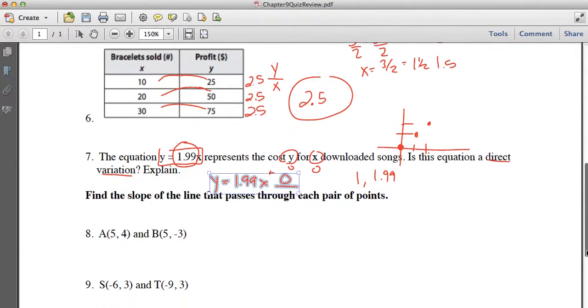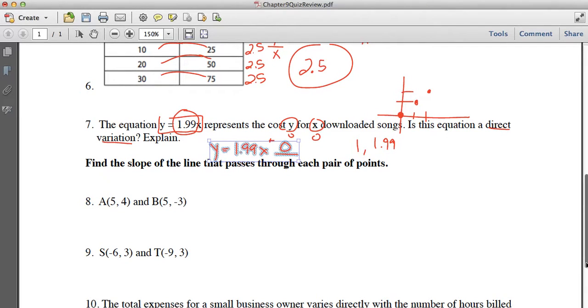Number 8, it says to find the slope that goes through those points. To find the slope, we can do a couple of different things. We could graph them on a coordinate plane, but that gets to be a little bit tricky because if you don't have graph paper handy, it's harder just to estimate when you're graphing it by hand. The easier way to do it is take the 2 y values and subtract them. So I'm going to say 4 minus a -3 over the 2 x values, 5 minus 5, 5 minus 5. Well, what we get here is 7 over 0, which is an undefined slope.